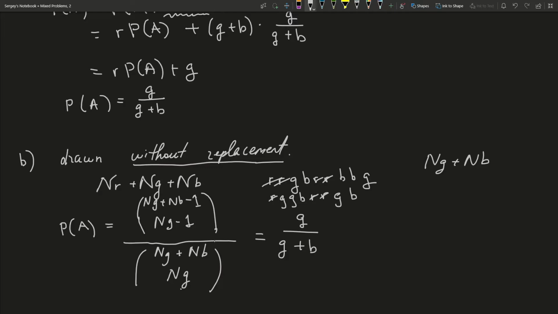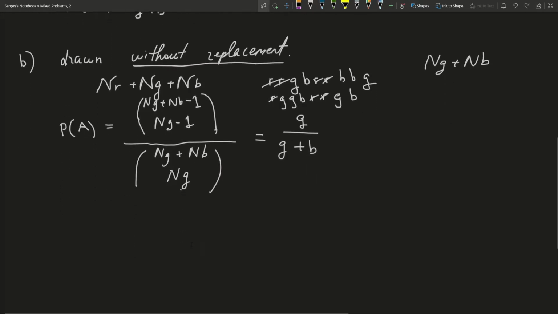So what this tells us is it doesn't matter whether we're sampling with replacement or without replacement. The fact still remains that we do not care about the red balls at all. We only care about the relative positions of the green and blue balls. We only care about whether, out of the green and blue balls, the first one was green or not.